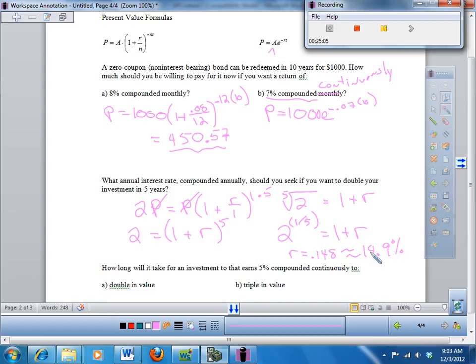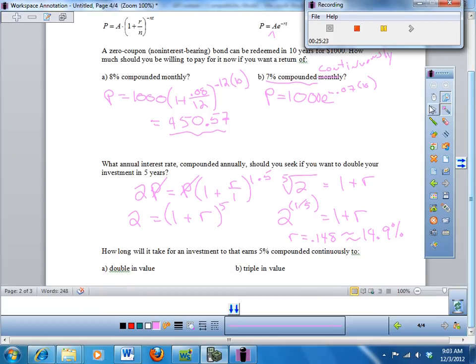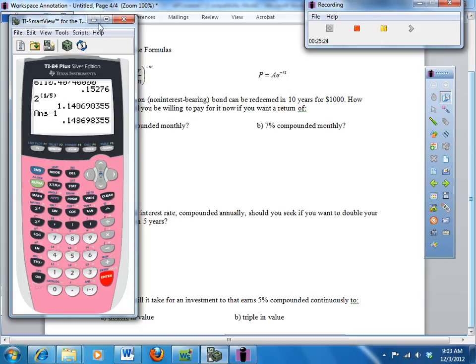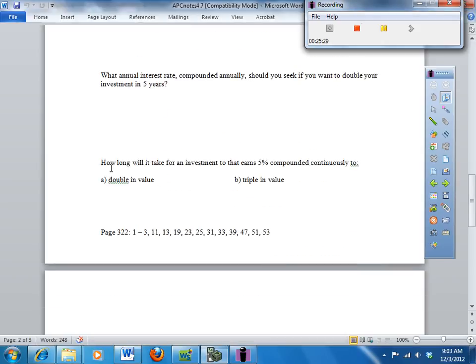Okay, so you would have to make 14.9% compounded annually if you want to double your money in 5 years. Okay? How long will it take you to double an investment? In this case, now I believe you have to solve for an exponent. So in the next case, I'm just going to do this last one. How long will it take for an investment that earns 5% compounded continuously to double in value?